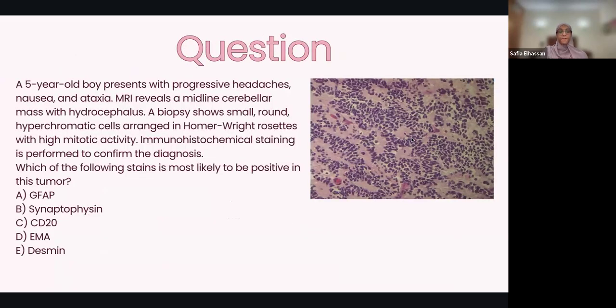Okay. A 5-year-old boy presents with progressive headaches, nausea, and ataxia. MRI reveals a midline cerebellar mass with hydrocephalus. A biopsy shows small, round, hyperchromatic cells arranged in Homer Wright rosettes with high mitotic activity. Immunohistochemical staining is performed to confirm the diagnosis. Which of the following stains is most likely to be positive in this tumor?